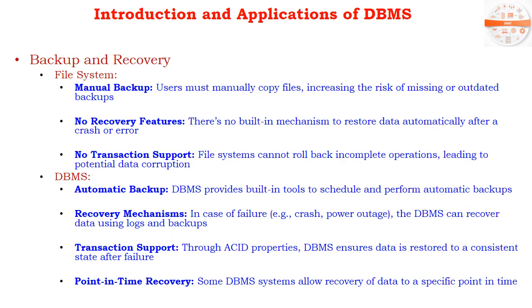Backup and recovery. In a file system, there are only a few facilities. For example, manual backup, so errors may occur automatically. No recovery features. No transaction support. In a DBMS, there is automatic backup. What is meant by automatic backup? A DBMS provides built-in tools to schedule and perform automatic backups, and a recovery mechanism. In case of any failure, maybe crashes or power outage, the DBMS can recover the data using logs and backups.